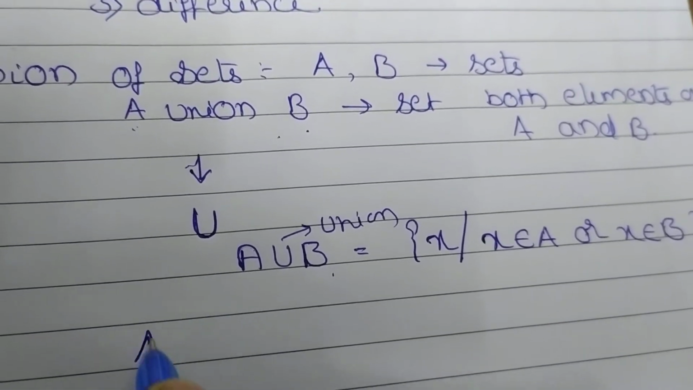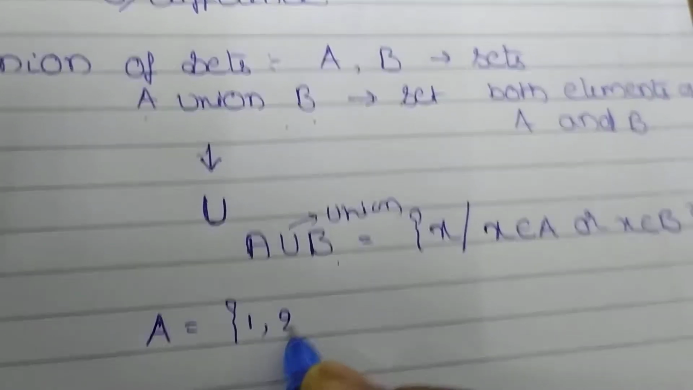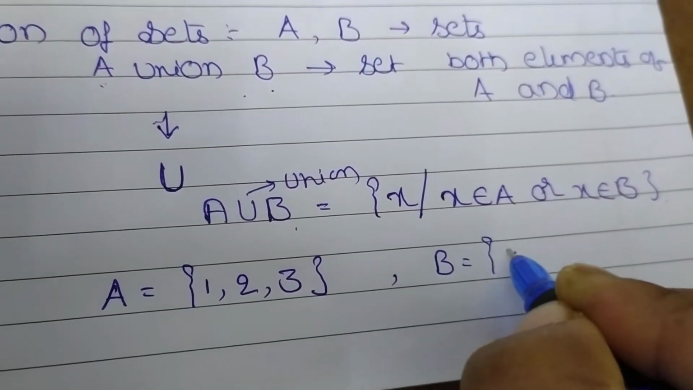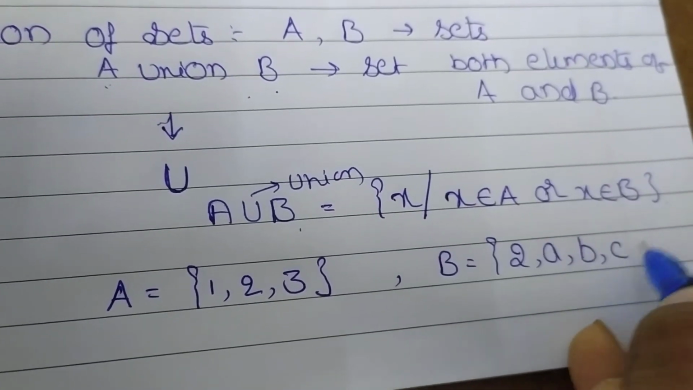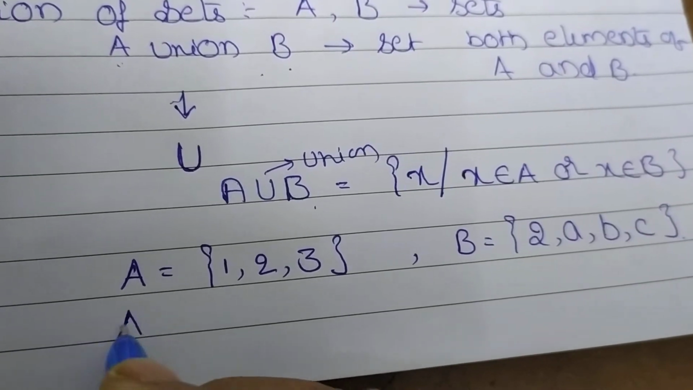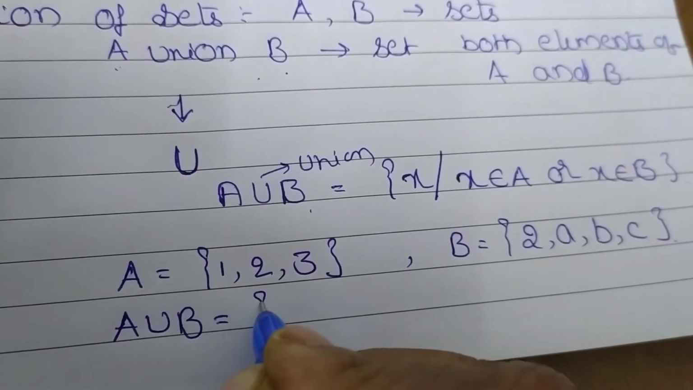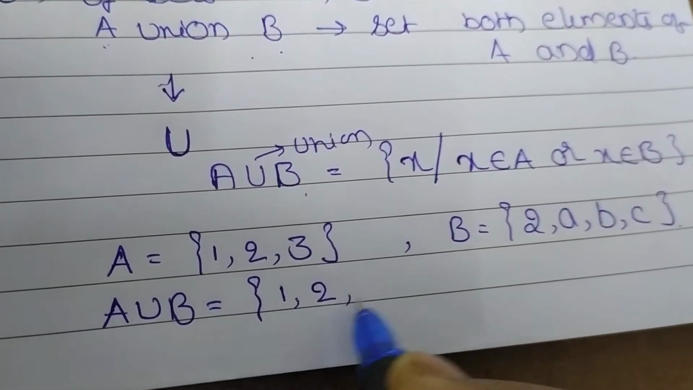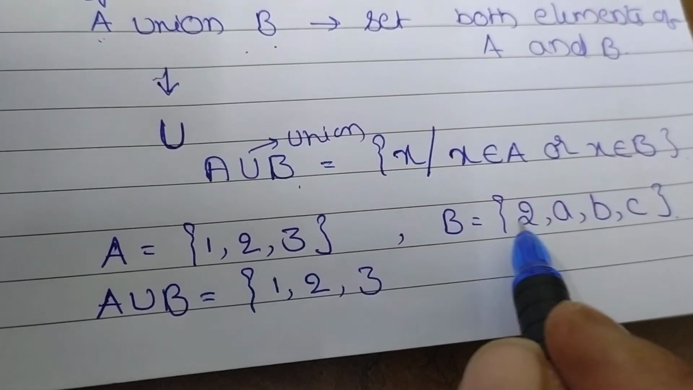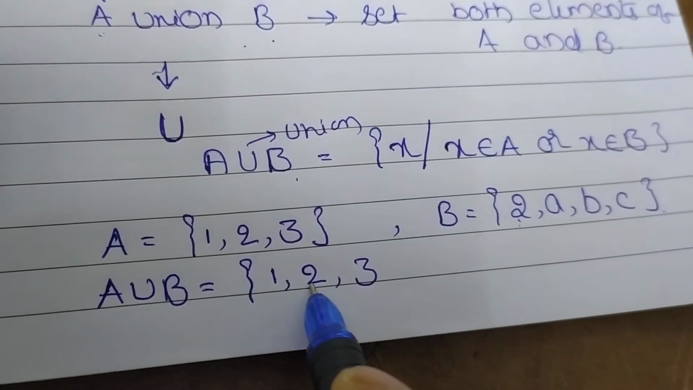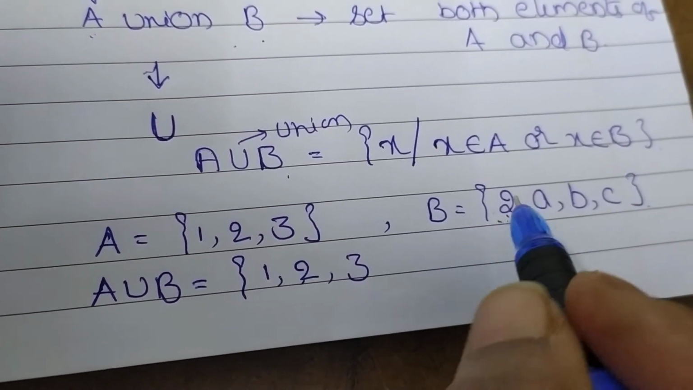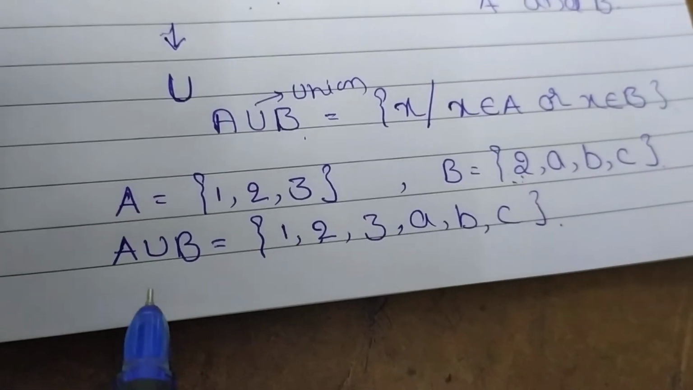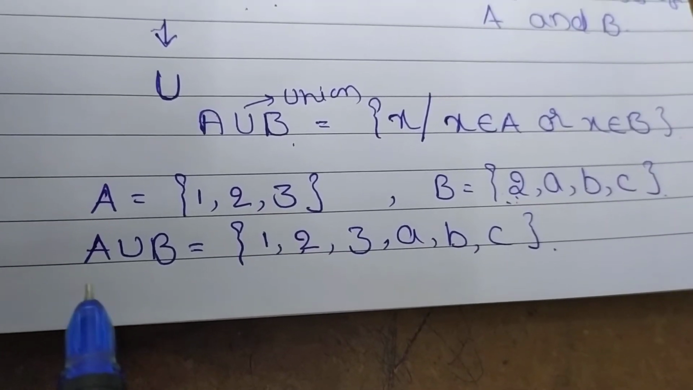Suppose A equals {1, 2, 3} and B equals {2, a, b, c}. A union B is the set containing all the elements of both A and B. I write 1, 2, 3, which are the elements of A. Now coming to B, 2 is already written, so we need not repeat it. The remaining elements are a, b, c.